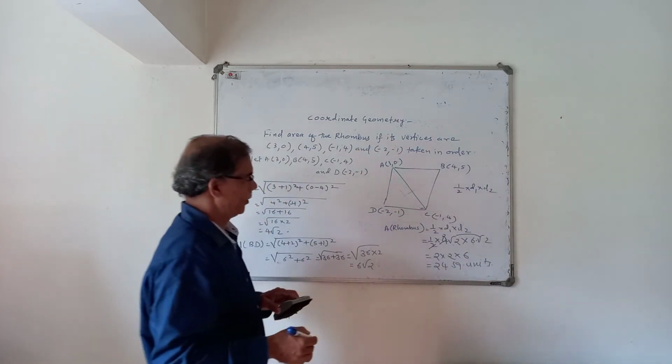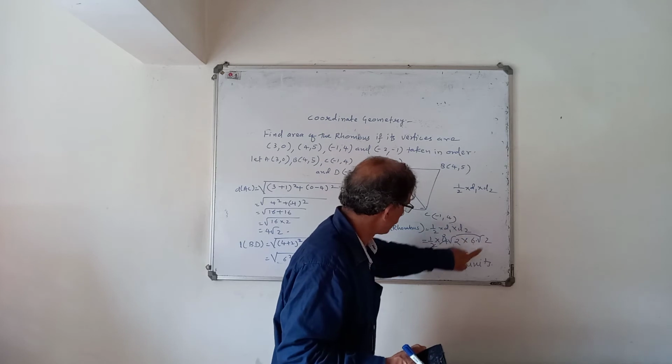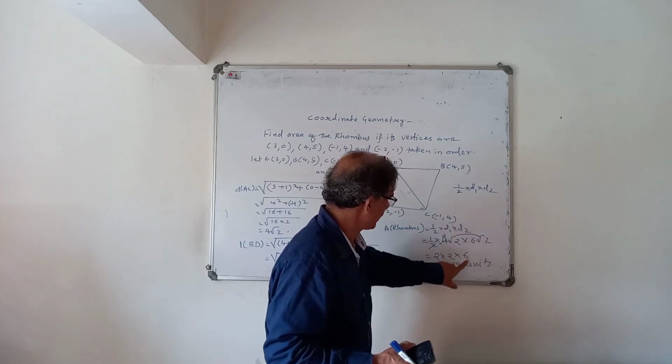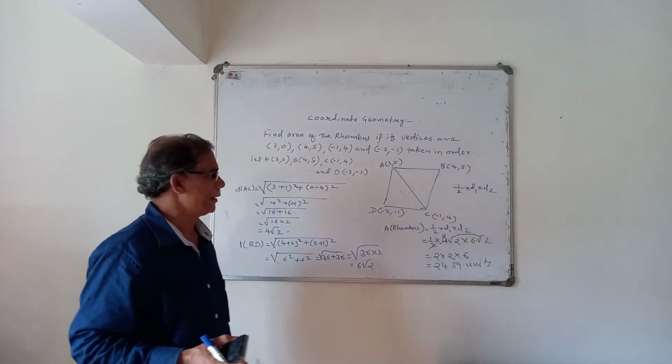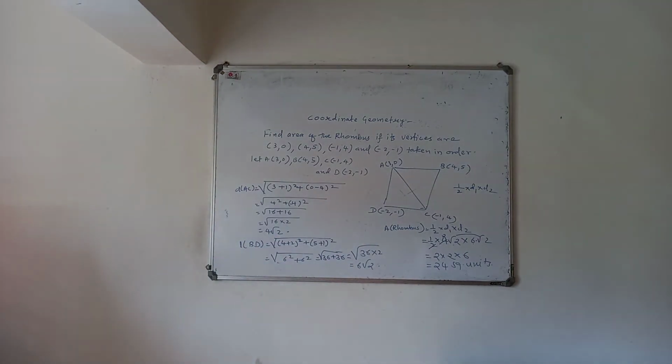So this is how. You got 2 to the 4. Then this is root 2 into this is root 2. Root 2 into root 2, 2. And this 6 is here. So total 6 to the 12, 12 to the 24 square units. Okay. Then I shall solve one more problem now.